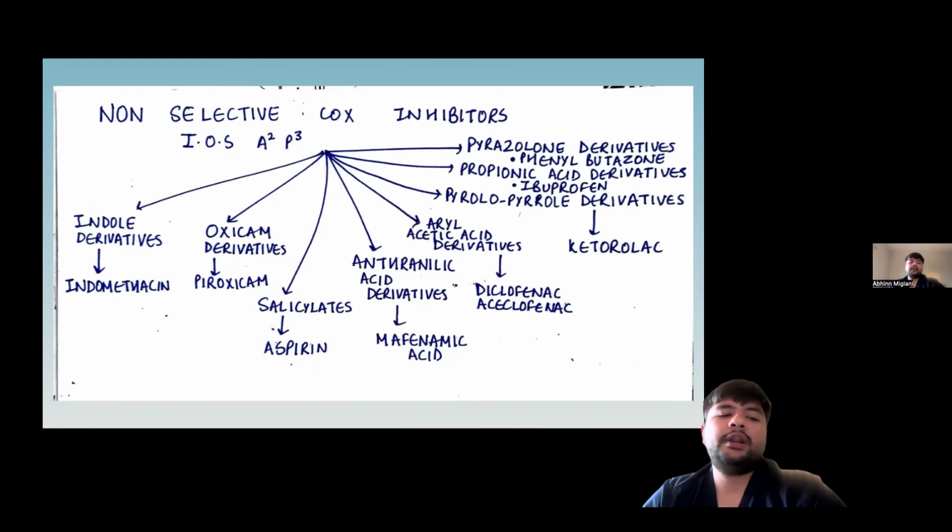First of all, we have indole derivatives, like indomethacin. From I, it starts the indole derivatives, and I starts indomethacin. Oxicam derivatives: we have the suffix cam in the name of both the derivatives and the products, that is piroxicam and meloxicam. Salicylates, we have aspirin. Anthranilic acid derivatives like mefenamic acid. Aryl acetic acid derivatives: diclofenac, aceclofenac. Pyrrole derivatives: ketorolac. Propionic acid derivatives: ibuprofen. Pyrazolone derivatives: phenylbutazone.